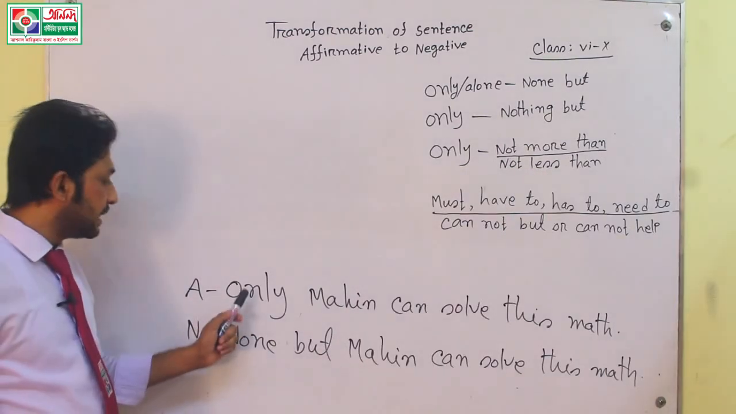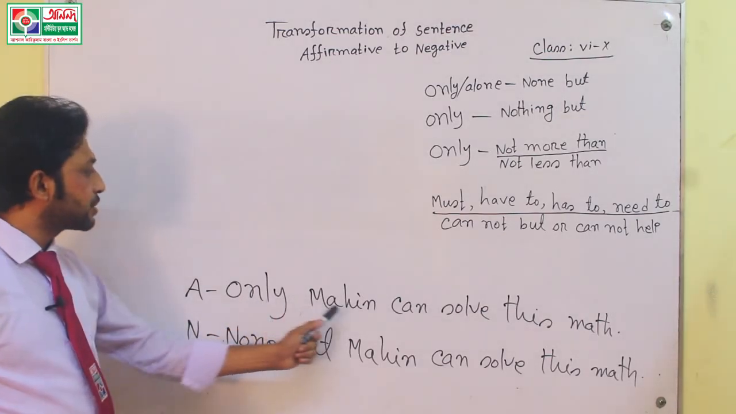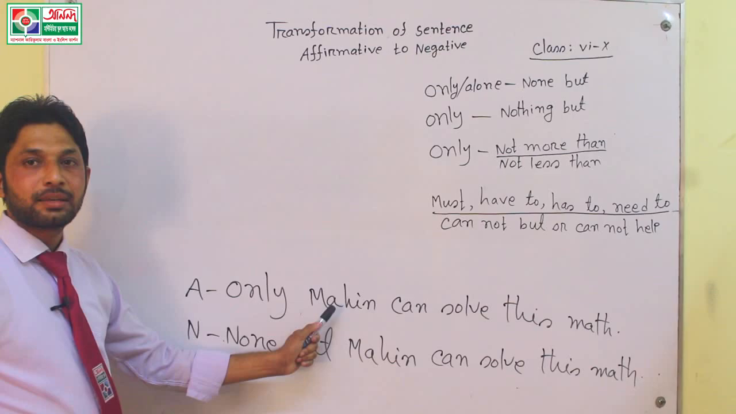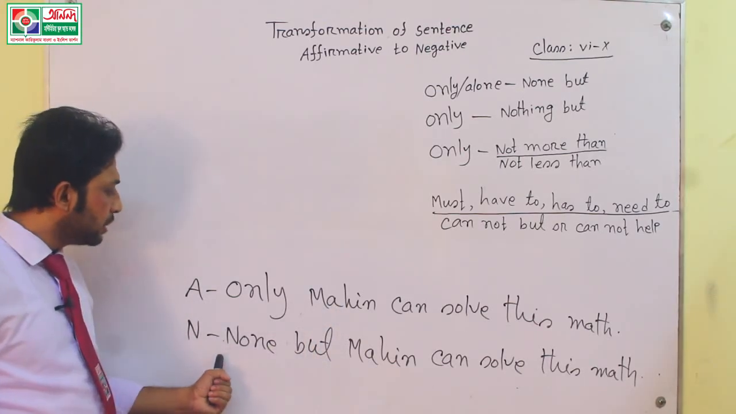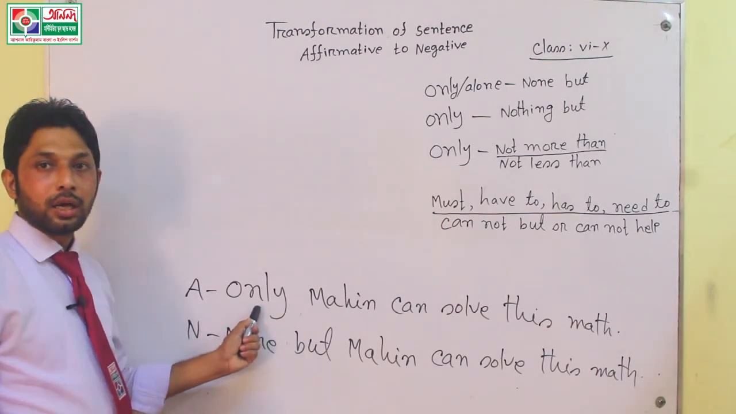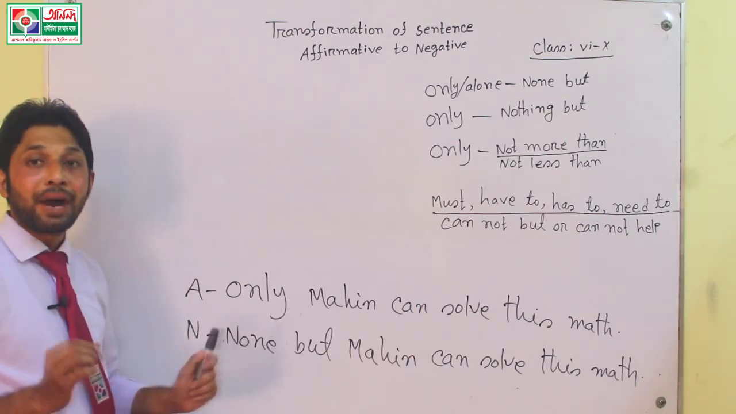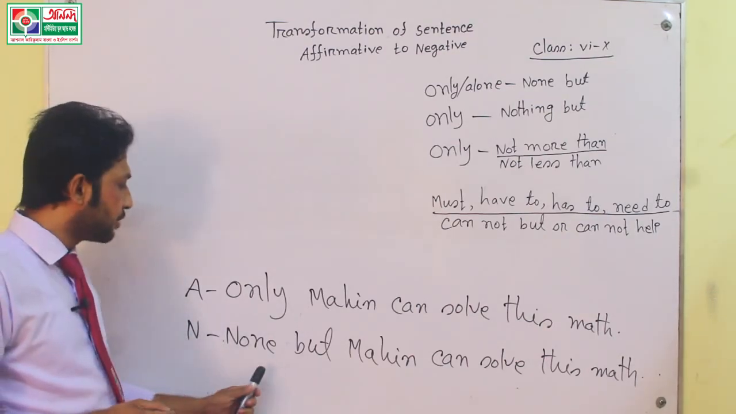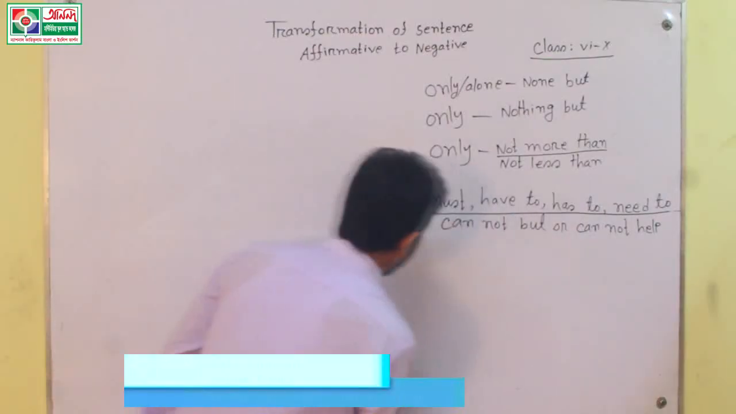My dear students, in this sentence, the word only refers to Mahin and we know that Mahin is a person. That's why we have used the word none but instead of only. Okay? And none but must be used at the beginning of the sentence. Okay?